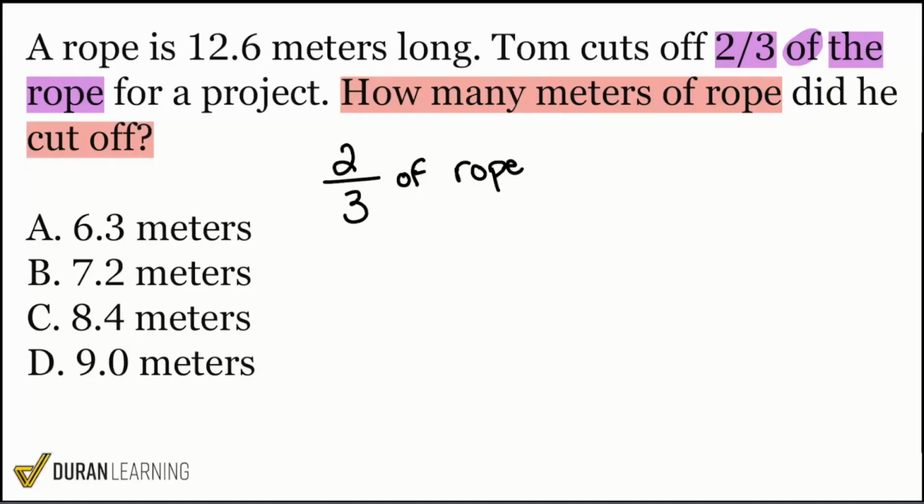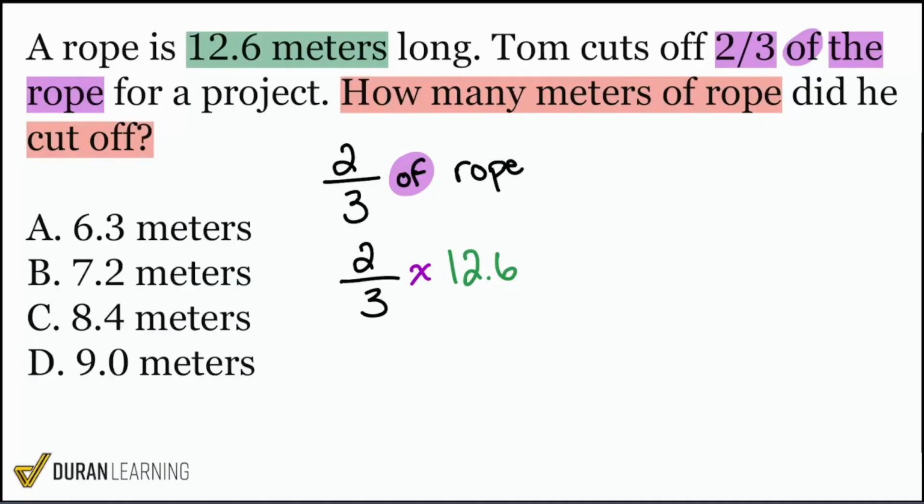Correct. So let's get into it here. We have 2/3 of the rope. The word of translates to multiplication right over here. So we have 2/3 multiplied by something. And so everyone, how long was the rope again? We're going to insert that here into our expression. The length of that rope is right here. That'll be 12.6 meters. So with that said, we'll plug that right in, 12.6.